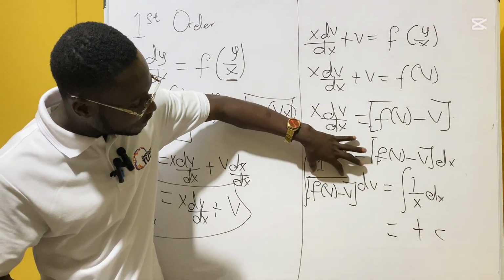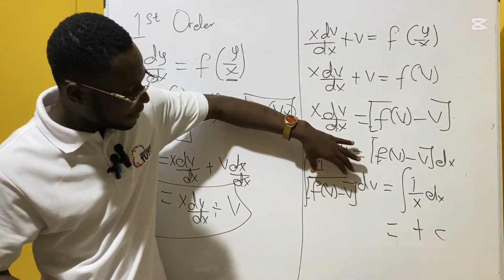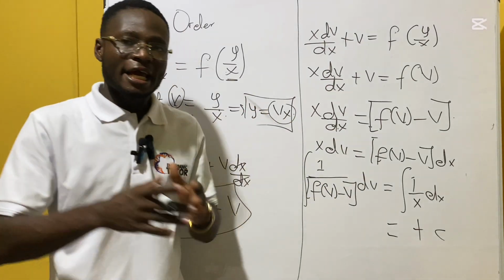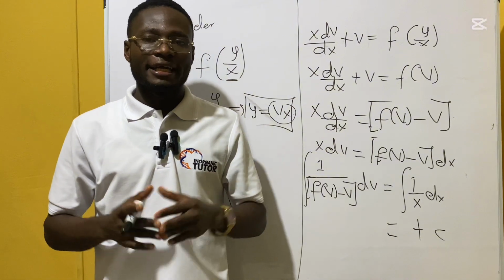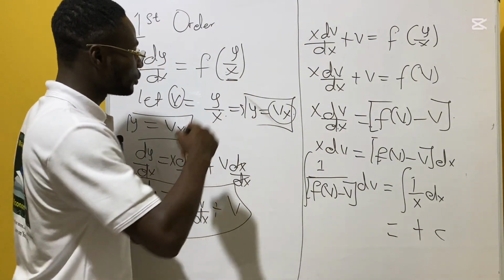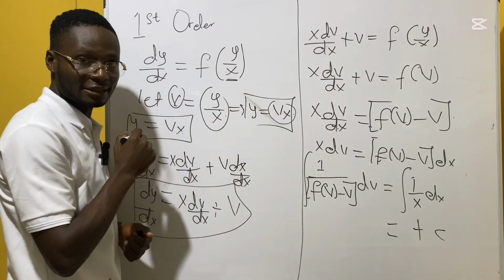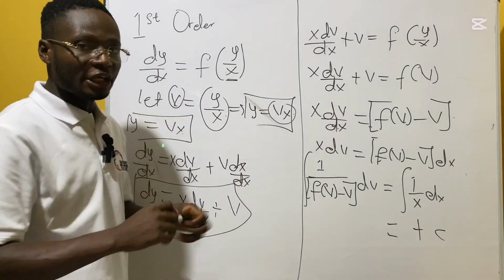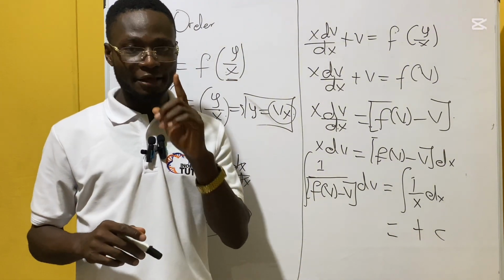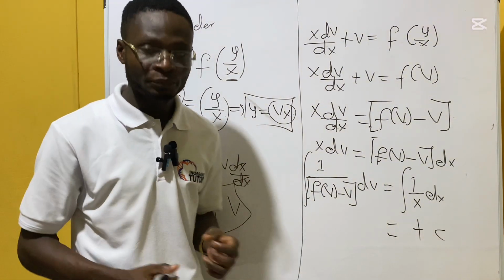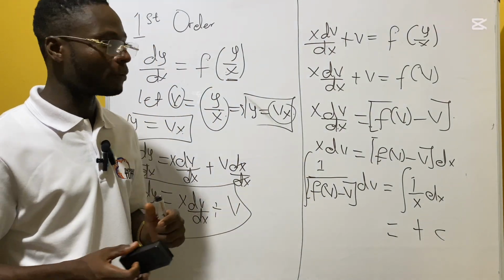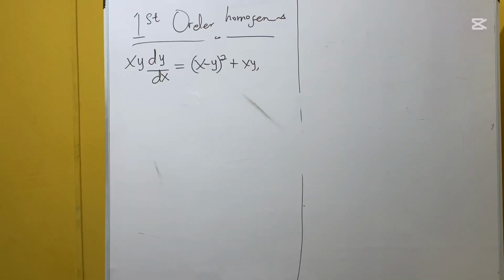So here you integrate this. You can either use partial fractions or something. Then, if possible, you make the variable v the subject. Don't forget that v was represented by y on x. So when you are done, you do that substitution and make y the subject, if possible. If possible. So this we have here. Let's dive into it and look at a worked example under homogeneous.